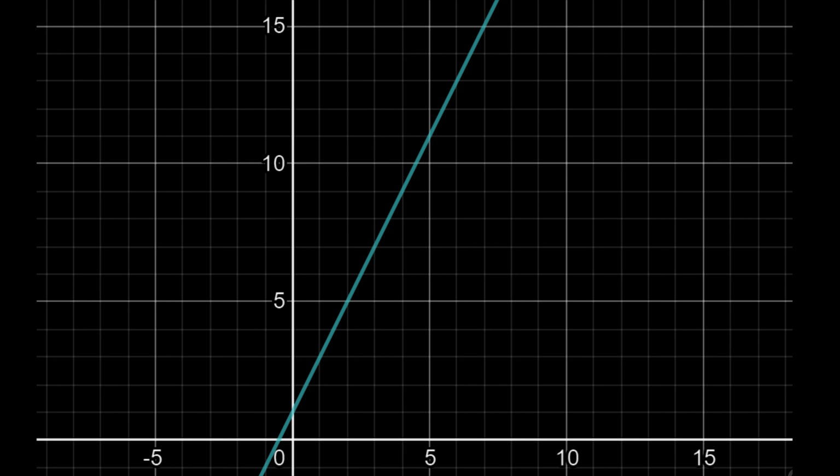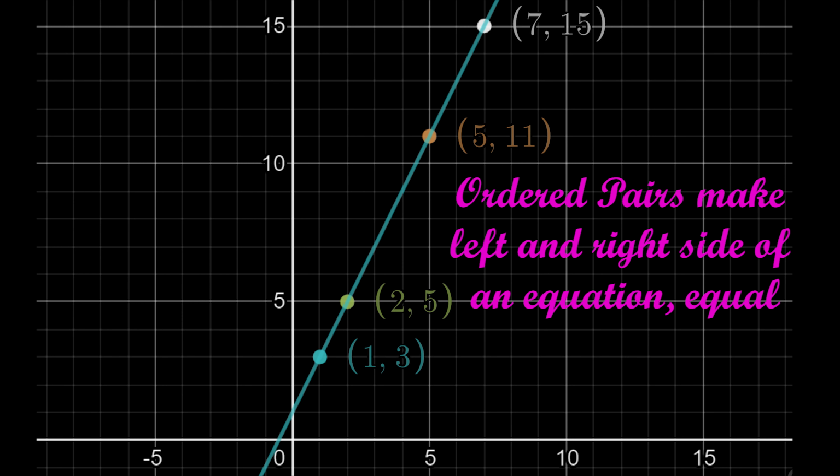Remember what a graph is. It's the set of all ordered pairs connected on a Cartesian plane. Or you can think of it as all the pairs of x and y's that make the left-hand side of the equation equal the right-hand side of the equation.